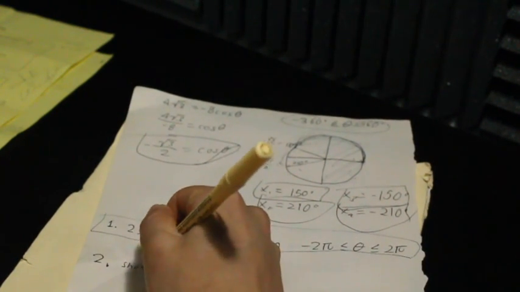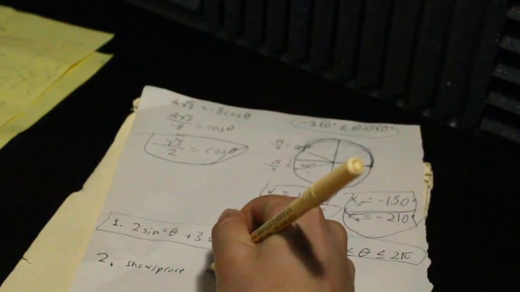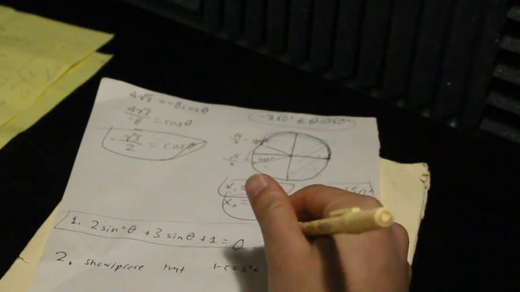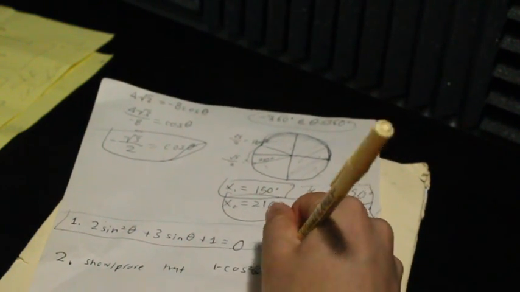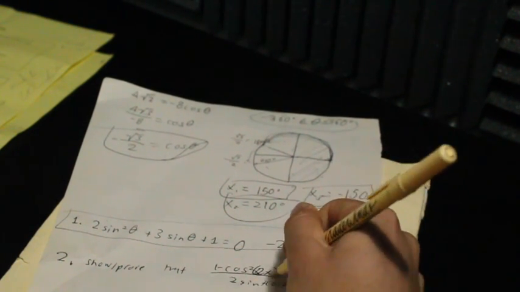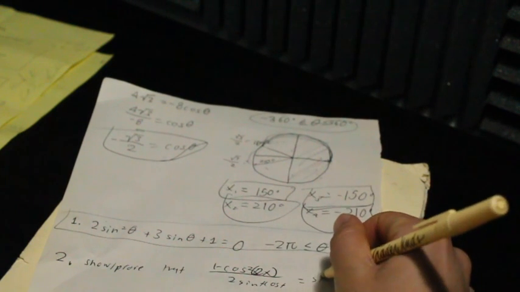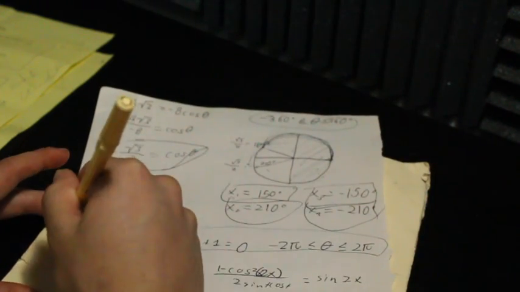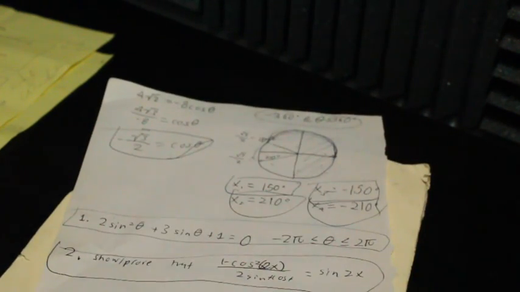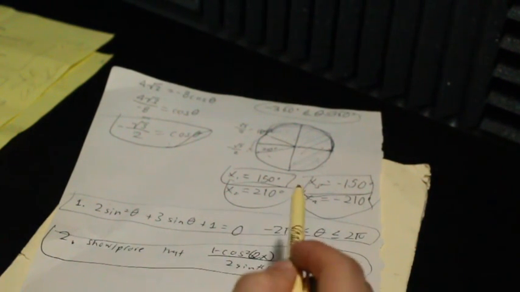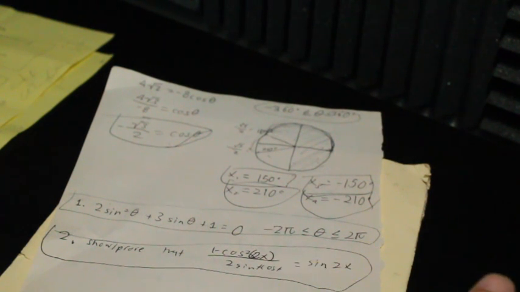And the second problem is going to be to show, or prove, that 1 minus cosine squared of 2x over 2 sine of x cosine of x is equal to sine of 2x. So those are your 2 problems right there. Remember to do them yourself, and then make sure they are correct by looking at the description down below.